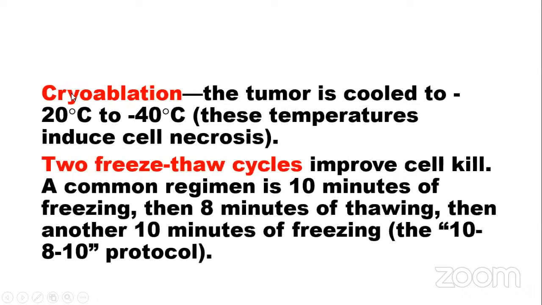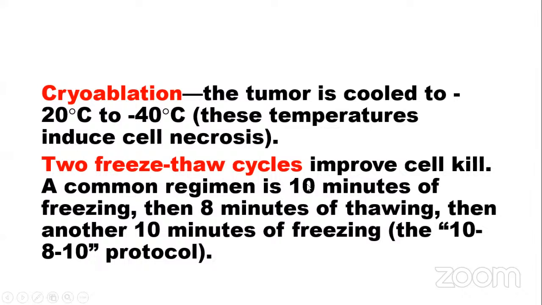So, cryoablation: the tumor is cooled to minus 20 to minus 40 centigrade. That temperature induces cell necrosis. So here, this is the cryoablation nephron-sparing surgery. Two freeze-thaw cycles improve the cell kill.